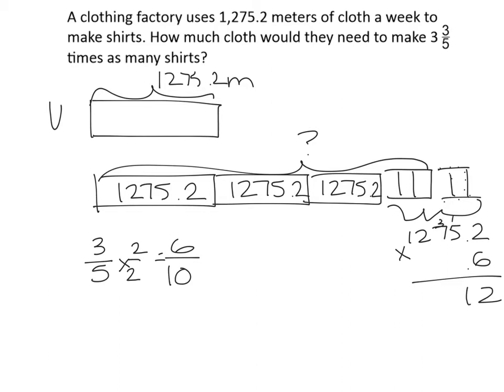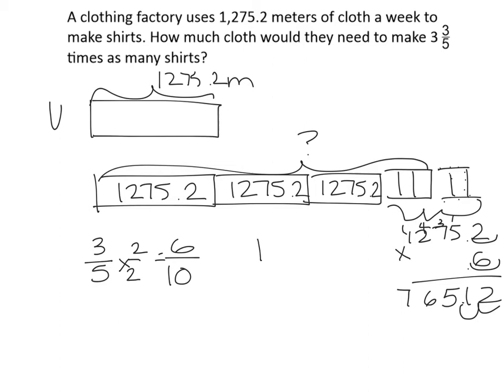6 times 7 is 42 plus 3 is 45. 6 times 2 is 12. 12 plus 4 is 16. 6 times 1 is 6 plus 1 is 7. Then I multiplied by 10. I multiplied by 10 again, so I have to divide by 100. So I have 765 and 12/100ths, which is 3/5 of that number.